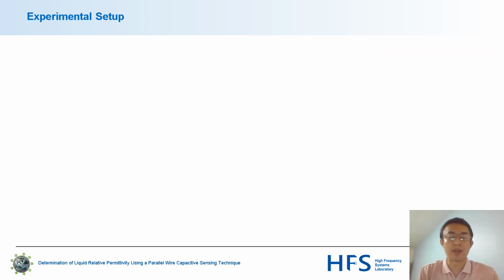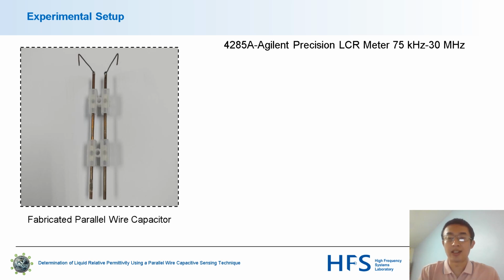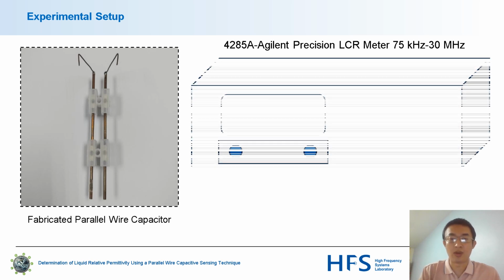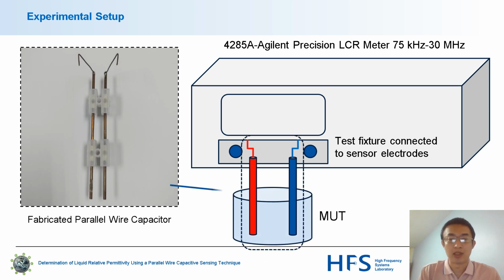And for the experimental setup, we fabricated two parallel wire sensors using copper rods, and we also used a precision LCR meter operating at 1 MHz. An open-short calibration was performed to eliminate the parasitic effects. Then we connected the electrodes to the meter and then immersed them in the liquid.